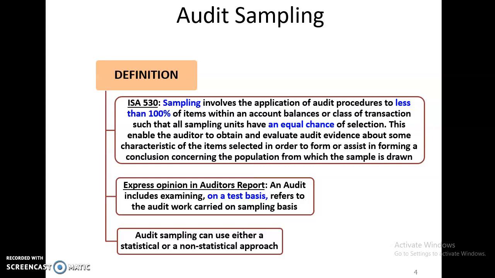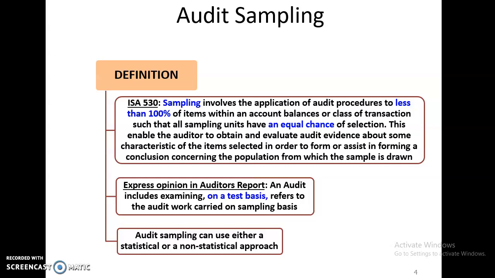Later on, towards the end of the semester, we will learn about the audit report. The auditor's function is basically to express the opinion in the auditor's report, and we are doing so based on test basis. We have to emphasize the importance of that particular word in the report, because we know that in performing our duty, we only perform on the sample basis. It is impossible for us to check 100%, and it's not economical as well.